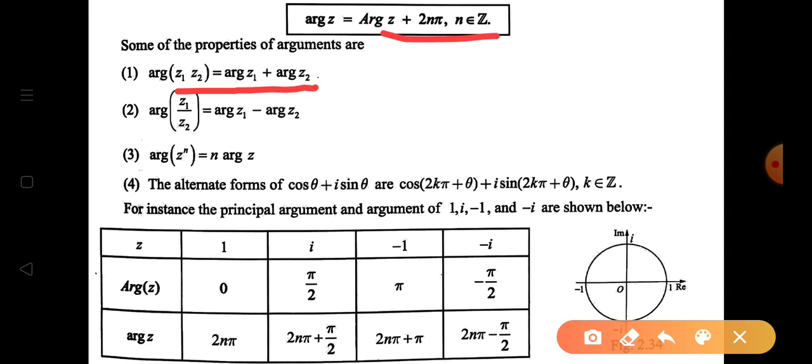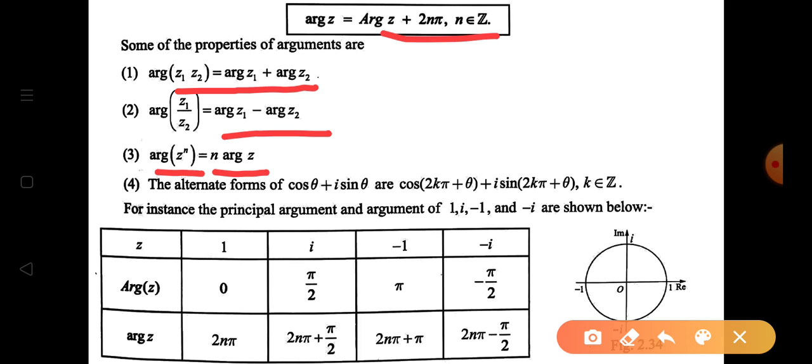Second property, argument of z1 by z2. So this is division, and now we subtract the arguments: argument of z1 minus argument of z2. Third one, argument of z power n is equal to n into argument of z.